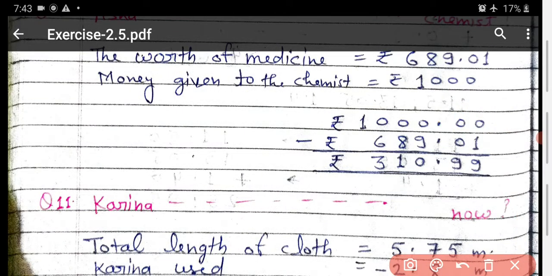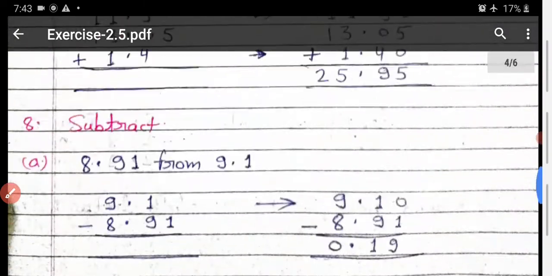Now just subtract. 0 minus 1 not possible, carry, it becomes 10. 10 minus 1 is 9. Then 9 minus 9 becomes 0. Here 9 minus 9 again 0. Here 9 minus 8 is 1. 9 minus 6 is 3, and this 1 becomes 0 because you have to take carry. So your answer is 310.99. Your answer is 310.99. Now question number 11.